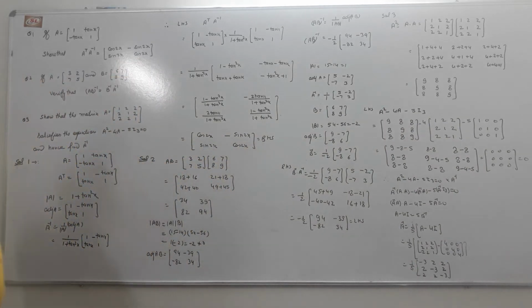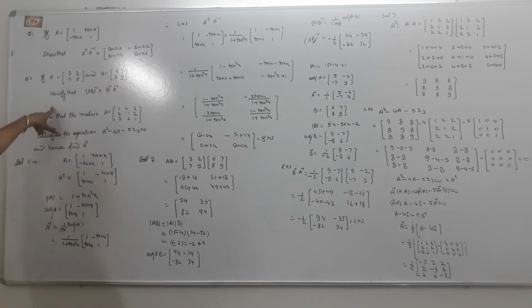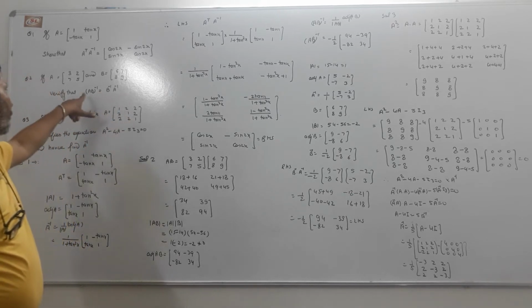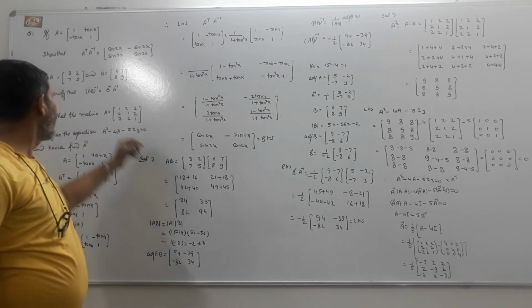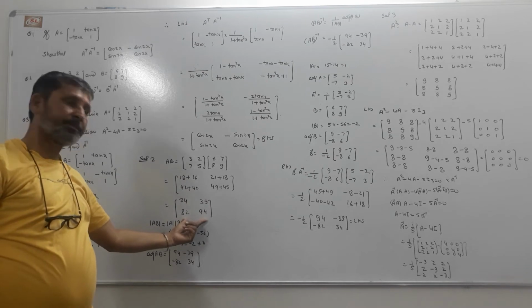Now we start with the second question. If A is a square matrix whose elements are 3, 2 and 7, 5, and B is a square matrix whose elements are 6, 7 and 8, 9, then verify that AB whole inverse equals B inverse into A inverse. So first we solve for the left hand side. First we find the product AB. A is this and B is this. Multiply these two, then we find AB.